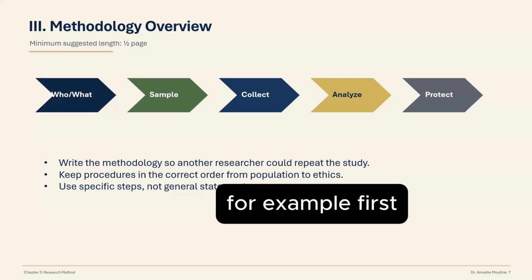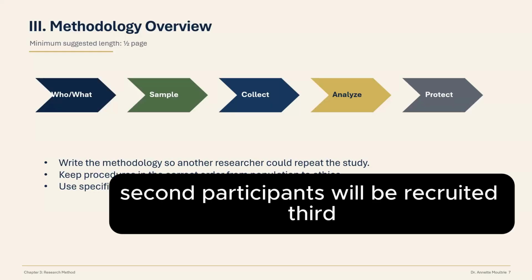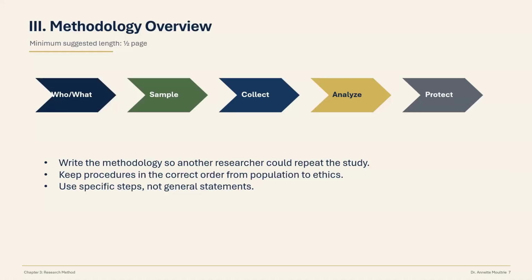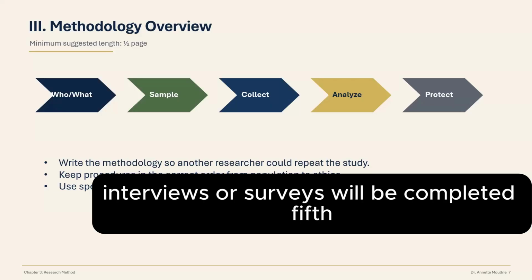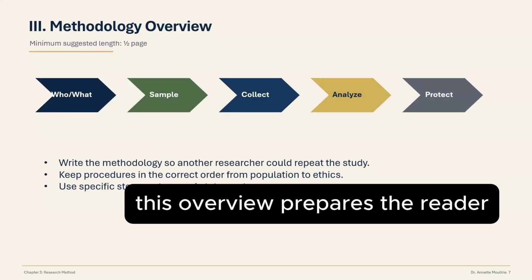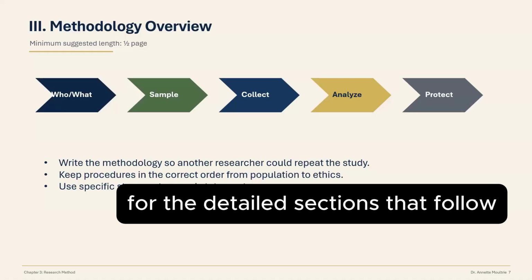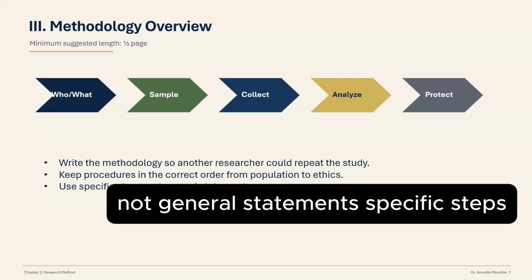For example, first, you as a researcher will identify eligible participants. Second, participants will be recruited. Third, consent will be obtained. Fourth, interviews or surveys will be completed. Fifth, data will be analyzed. So this overview prepares the reader for the detailed sections that follow. So you're going to use specific steps, not general statements, specific steps.